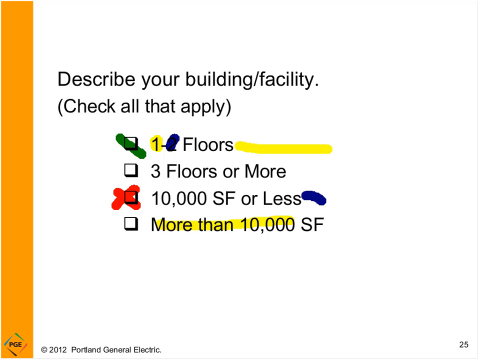An office building that's 1 to 2 floors is typically going to have packaged rooftop equipment or split systems, and I'll go into a little bit more detail on that in a little bit. Whereas a larger facility may have variable air volume systems and other, what I would call more complex HVAC and lighting scenarios.